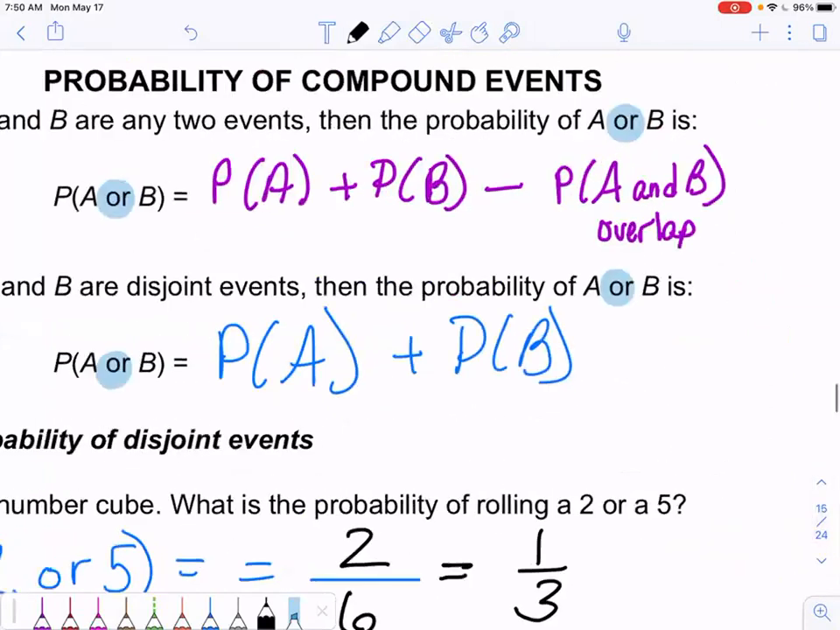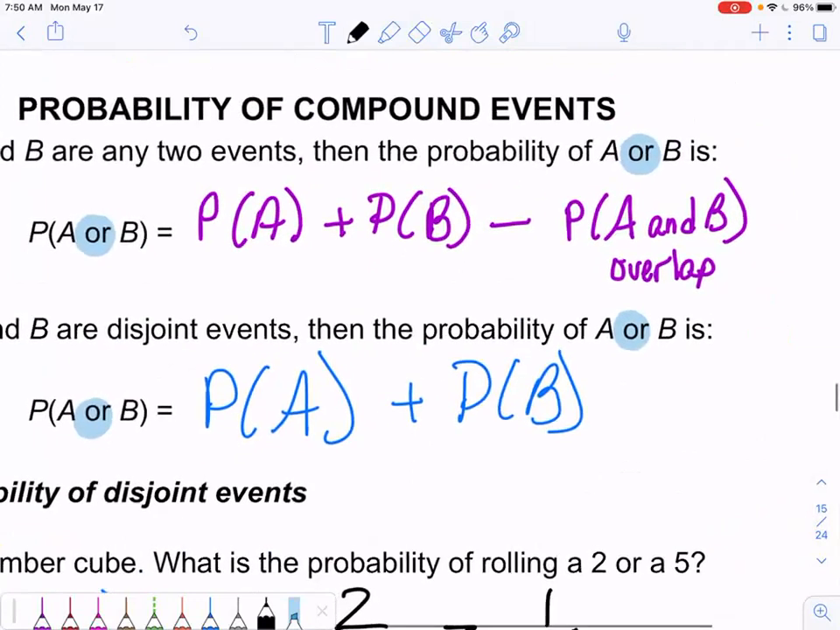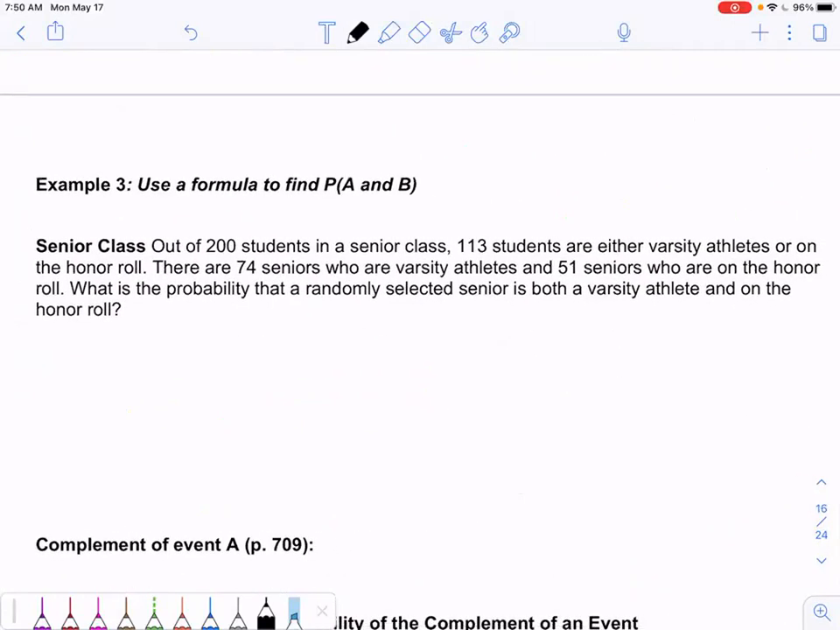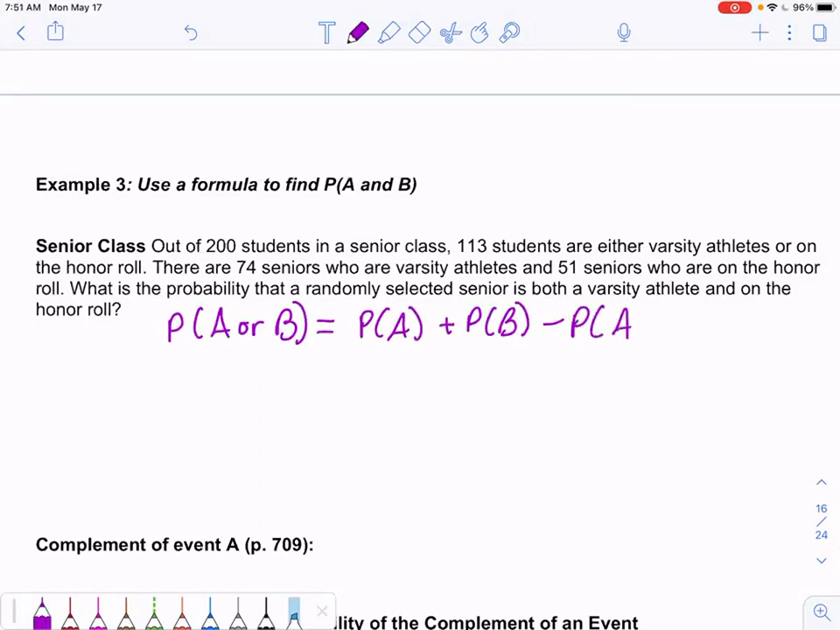So the next problem is a little word problem where we're going to try and use the formula for compound events. And our goal in this formula is going to be to find the and part. Find the part where they both occur, which is that overlapping middle part. So I'm just going to write the formula here. The probability of A or B, this is called the addition rule, is the probability of A plus the probability of B minus the probability of both. So that's the overlapping part. If there isn't an overlapping part, then I don't need to do that subtraction part.